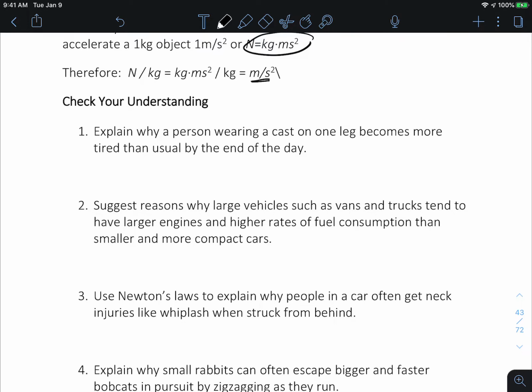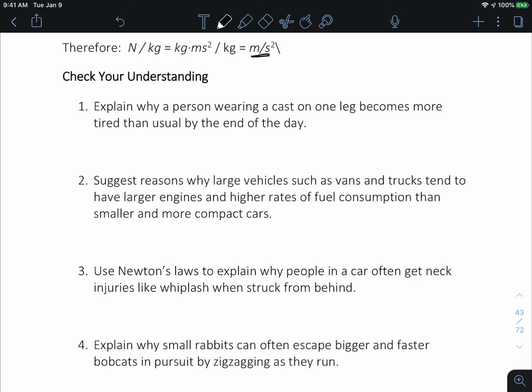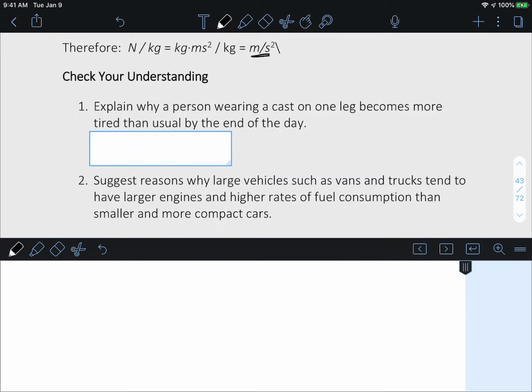Let's see if we can understand some of these thought questions. So explain why a person wearing a cast on one leg becomes more tired than usual by the end of the day. Well, one idea here is that they still need to move their mass around, right? So they still require the same amount of force, but that same amount of force has to come from one leg instead of coming from 2 legs. And also they have the additional weight of the cast.